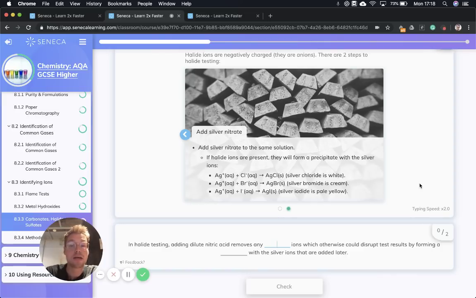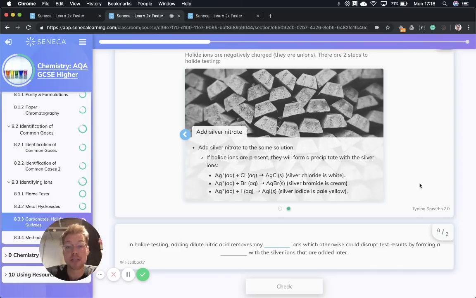If bromide ions are present, we form silver bromide, which is AgBr. If iodide ions are present, we form silver iodide, AgI, which is pale yellow. I'm going to go through those again very quickly. So AgCl is with chloride ions and is white. AgBr is with bromide ions and is a cream color. AgI is a yellow color. So that's silver iodide is yellow.